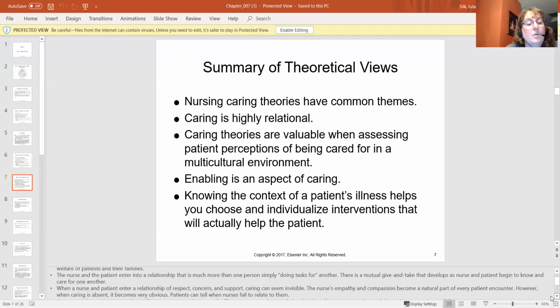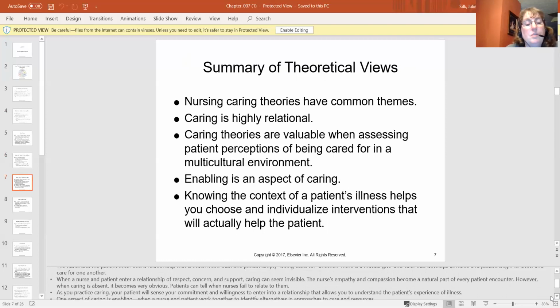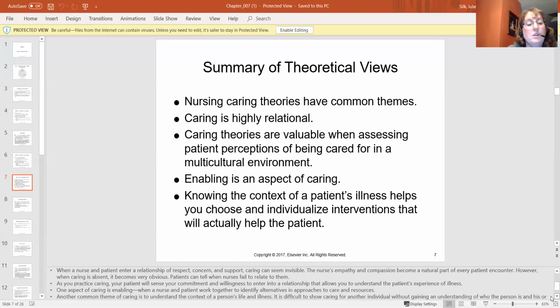When a nurse and patient enter a relationship of respect, concern, and support, caring can seem invisible. The nurse's empathy and compassion become a natural part of every patient encounter. However, when caring is absent, it becomes very obvious. Patients can tell when nurses fail to relate to them. As you practice caring, your patient will sense your commitment and willingness to enter into a relationship that allows you to understand their experience or illness.